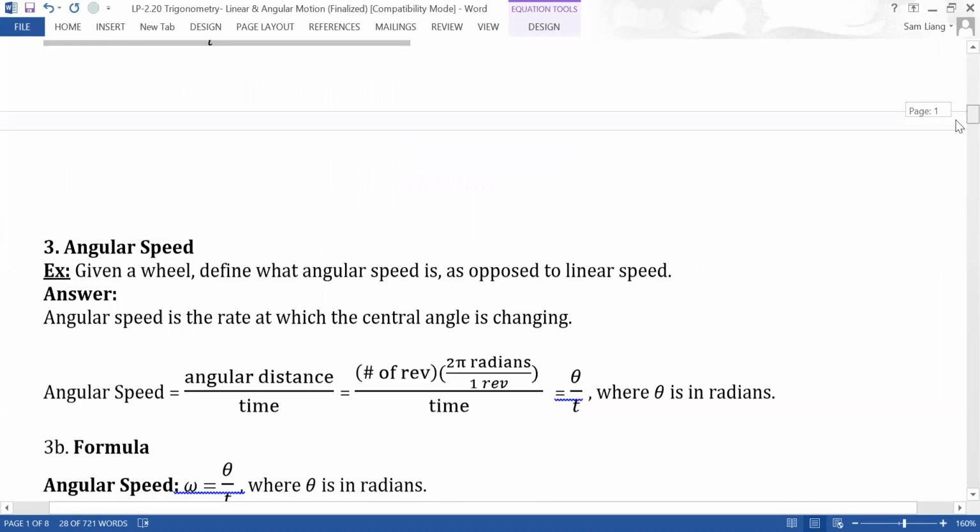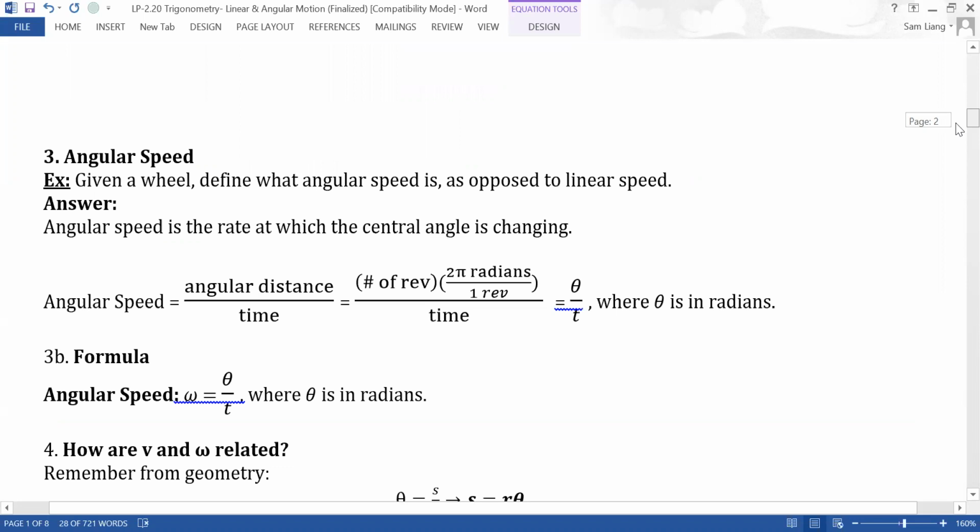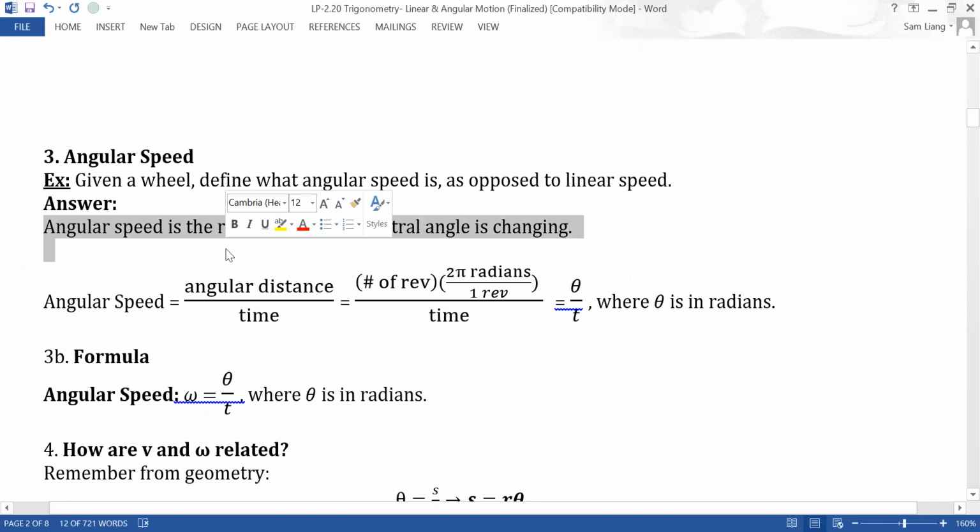Okay, so the follow-up question here was, given a wheel, define what angular speed is as opposed to linear speed. Angular speed is the rate at which the central angle is changing. Meaning it's like rotation, like how fast something rotates. So imagine a CD or a Frisbee, or a disc. They rotate. It's how fast the central angle is changing, okay?